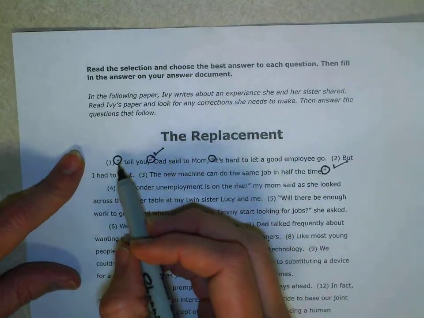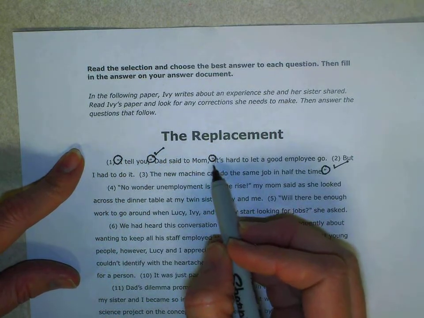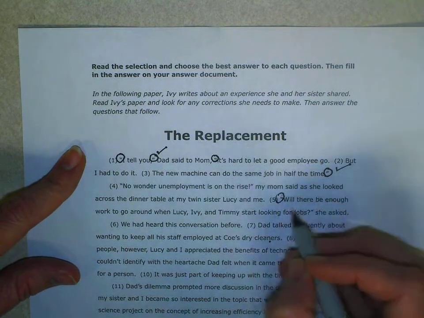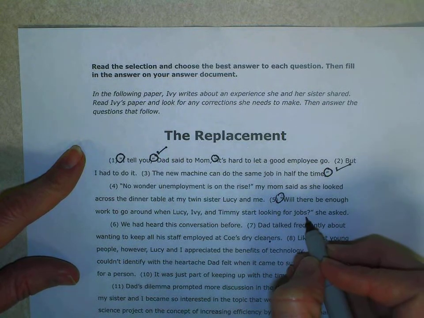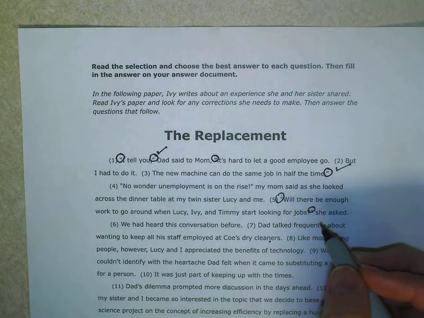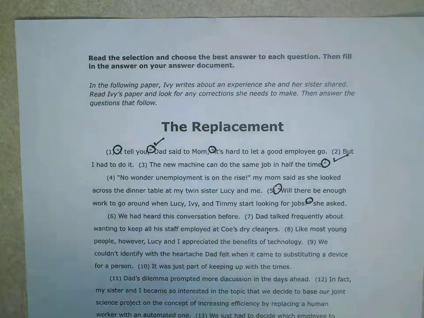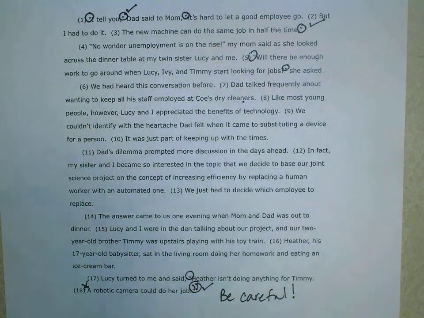So I can look at this as a reference. Oh yeah, quotation marks, capital letter, comma, quotation marks, and I can use these as a guide. Here's a quotation: "Will there be enough work to go around when Lucy, Ivy, and Timmy start looking for jobs?" Okay, so my question mark goes inside of my quotation mark. So be careful with quotation marks. Now you're going to complete the rest of the Google form on quotation marks.